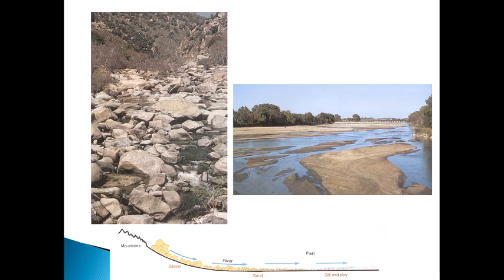Here we're looking at two rivers that are both delivering water and sediments to the ocean. The river on the left is high in the mountains, and notice it has big, jagged, angular boulders. It is immature. This makes sense. When you're near the mountains or far from the ocean, you have immature sediments.